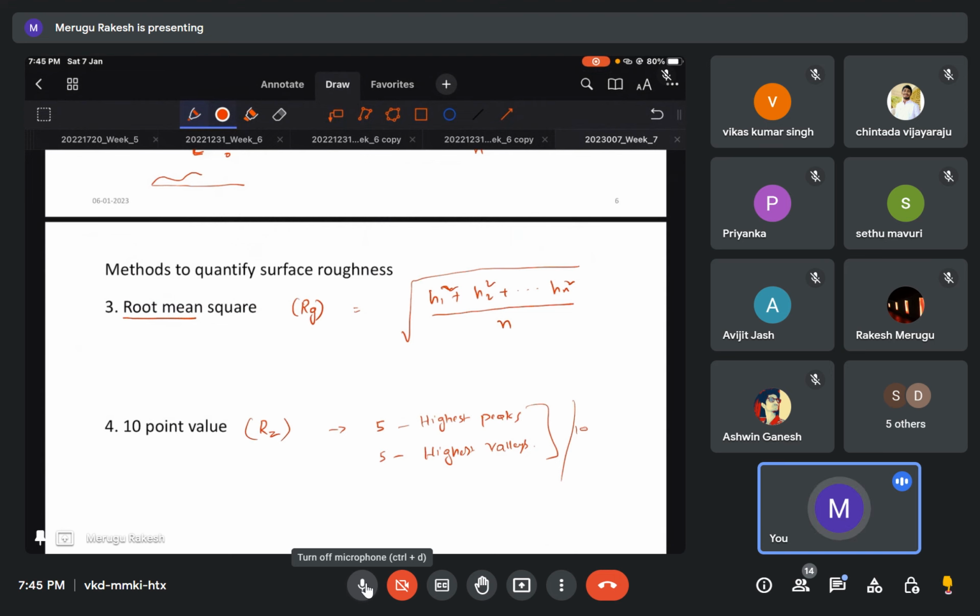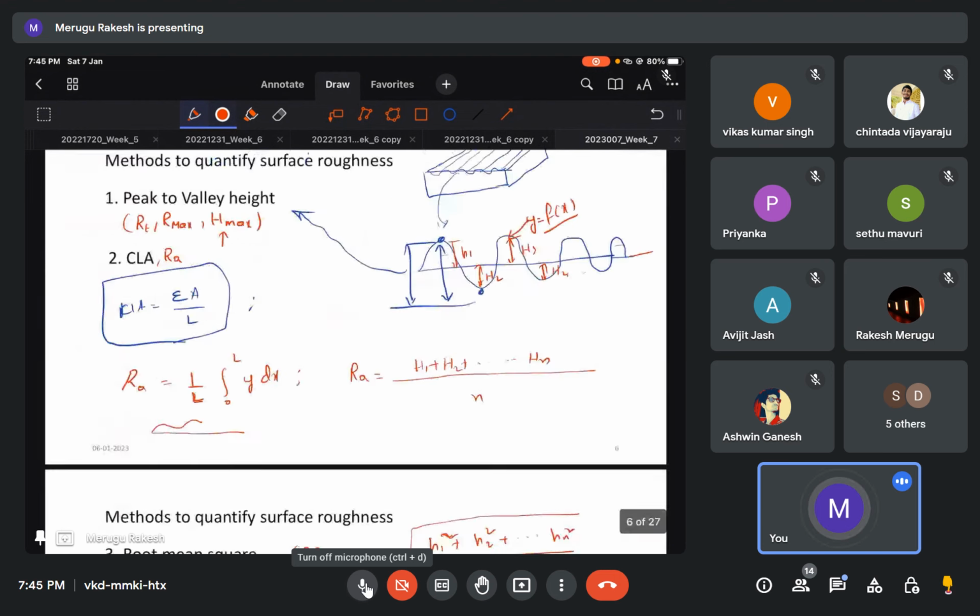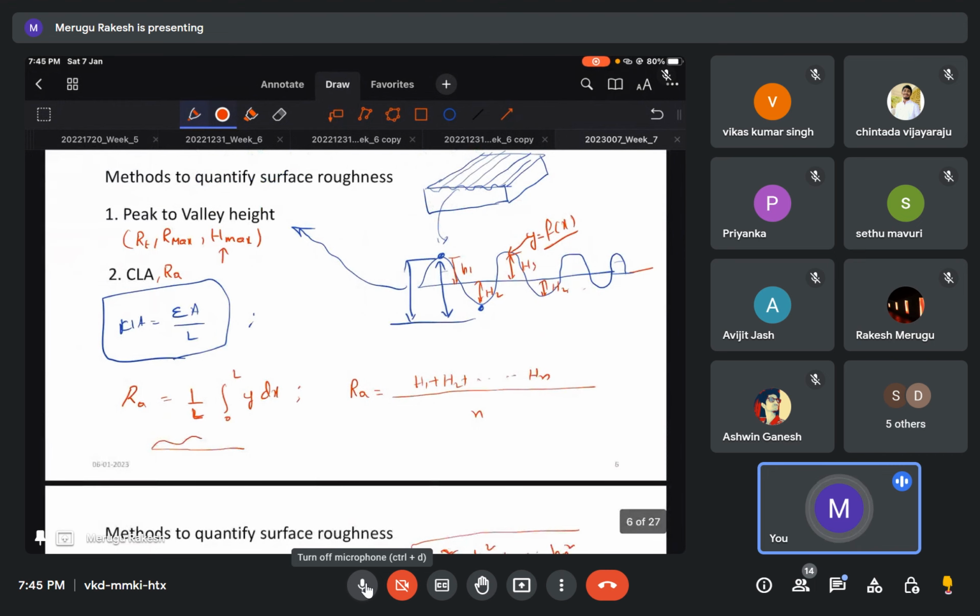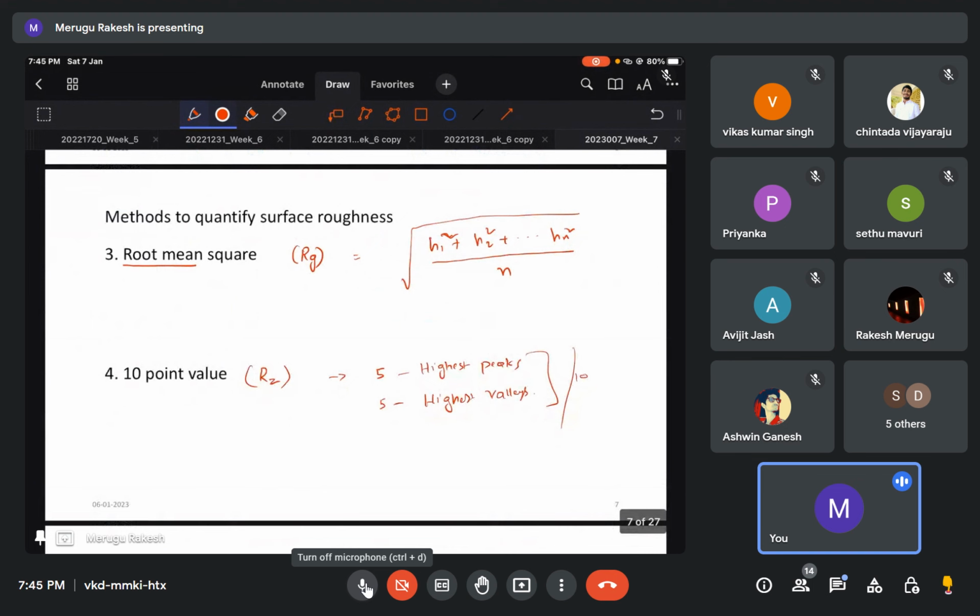So these are some of the notations I have provided here: the peak to valley height, CLA value, root mean square value, and 10-point average value. These are the major formulas that you need to remember. There might be some other formulas also, but these are the main things. This is related to quantifying surface roughness. I don't remember whether there were questions in GATE, but there are some questions in other competitive exams related to surface roughness texture.